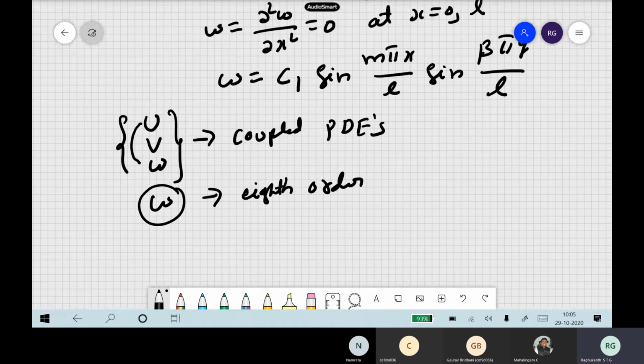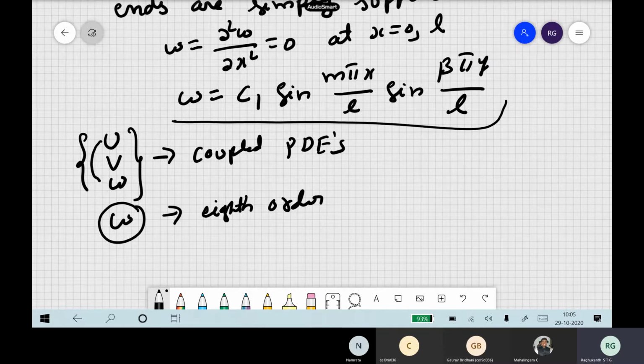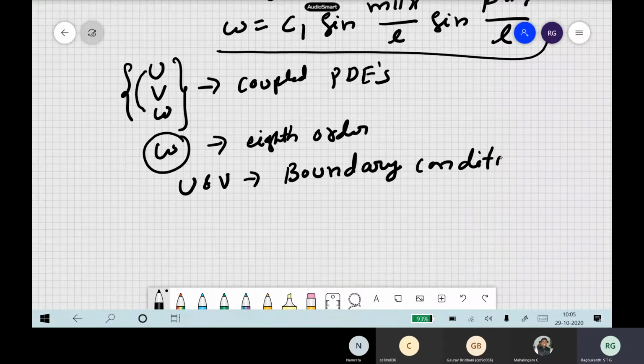Now when you assume that the edges are simply supported, this is our w. Now what happens to u and v? What will be the boundary conditions you are imposing on u and v? This is a very important thing. Anyway, we are eliminating u and v and solving for w, but finally we are having three displacements.